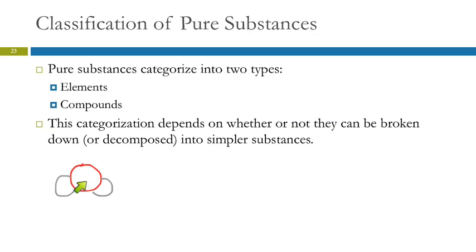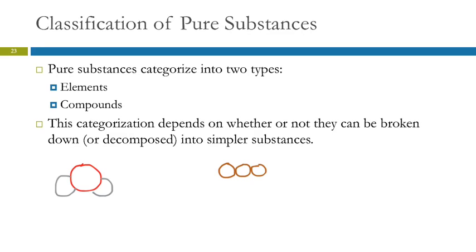Water can be taken apart into oxygen and hydrogen atoms. We can take them apart into a simpler substance. If you look at something like, I don't know, what would be a good example? Say, copper metal.